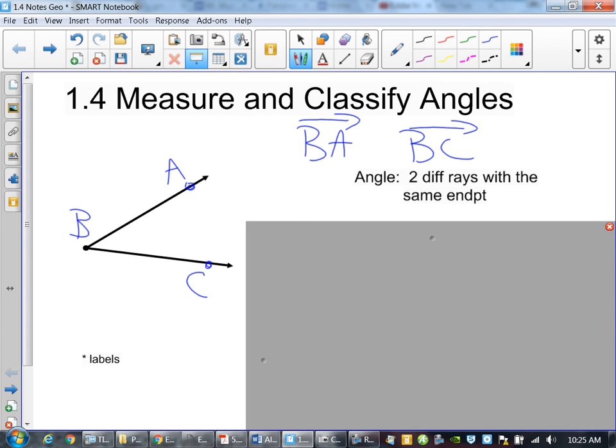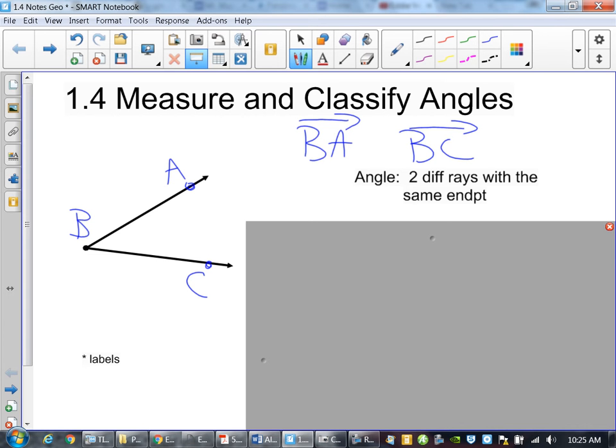Now, I know that you guys have seen that before. I know that's not new. But what's going to be new is how we write out angles. How do we label them? How do we work with them? How many letters do you need to have? When you have angles, you need to use 3 letters. That's why I put a little asterisk here about how you label these things.